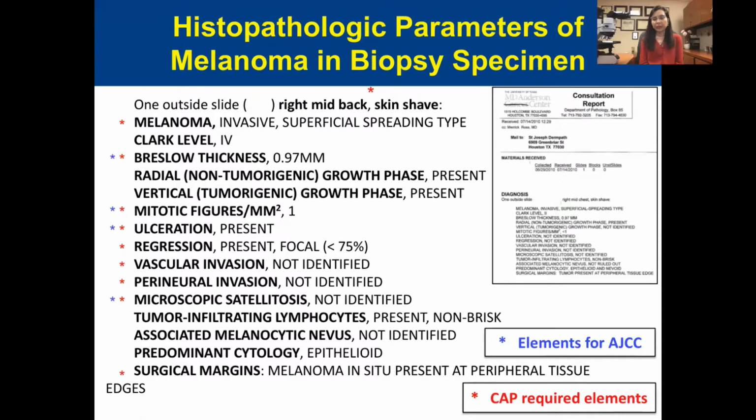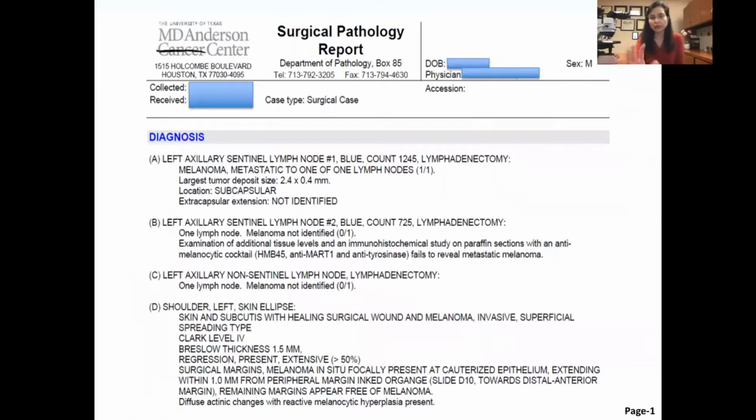And here I'm highlighting more parameters with the blue asterisk. That's the element required by AJCC. So some of the parameters are required by both AJCC and CAP. Some of them are just CAP requirements. And this is our pathology report for the surgical excision specimen, not biopsy.